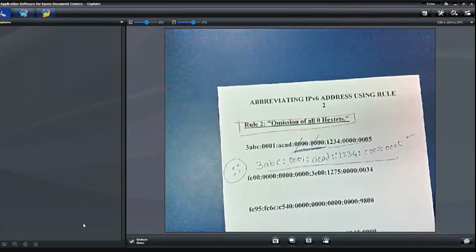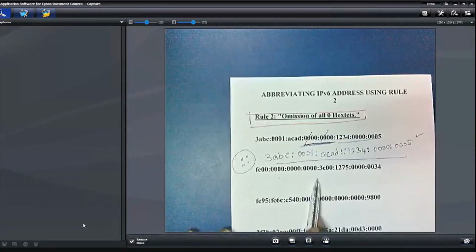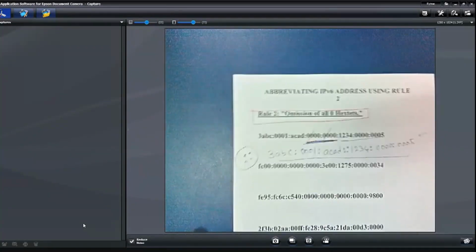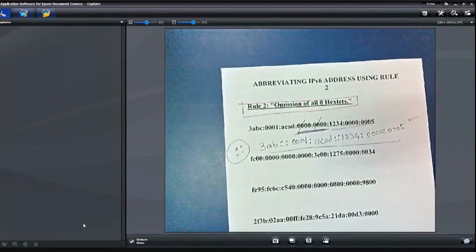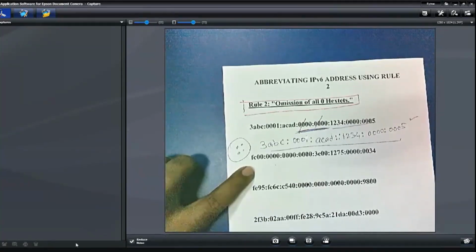Now, can anyone give me the answer for this? Apply only rule number 2. Give me the answer for this question in the chat box. Already I got some answers.